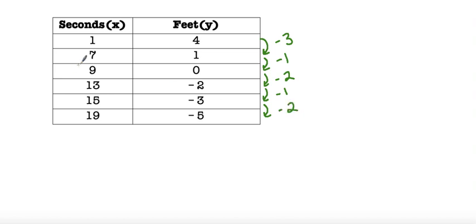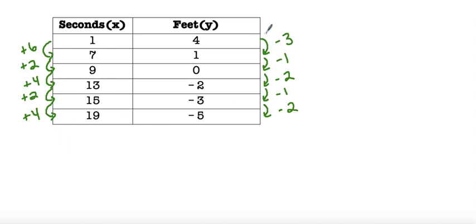And if we look at our x here, from 1 to 7, there's an increase of 6. From 7 to 9, there's an increase of 2. From 9 to 13, there's an increase of 4. From 13 to 15, there's an increase of 2. From 15 to 19, there's an increase of 4. So here, it looks like our table is increasing by different amounts.